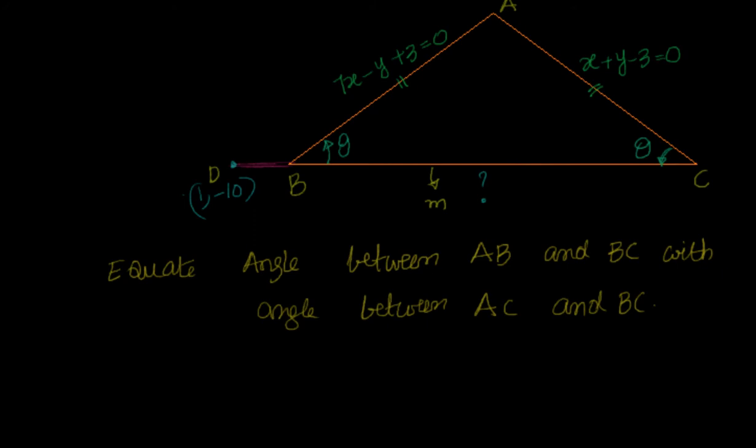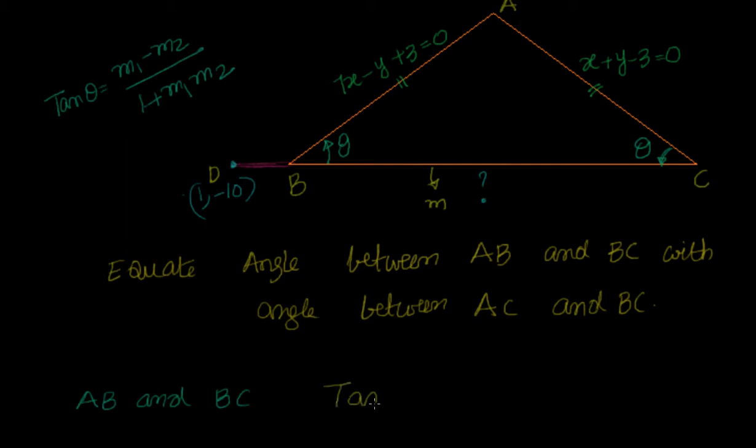Now we are interested in finding the acute angle. What's the formula we'll be using? We'll be using the formula tan theta equal to m1 minus m2 by 1 plus m1 m2. So we will first find the angle between AB and BC, then the angle between AC and BC, and equate both of them. First we will take AB and BC. What is the angle between AB and BC? That I can find by tan theta equal to m1 minus m2.